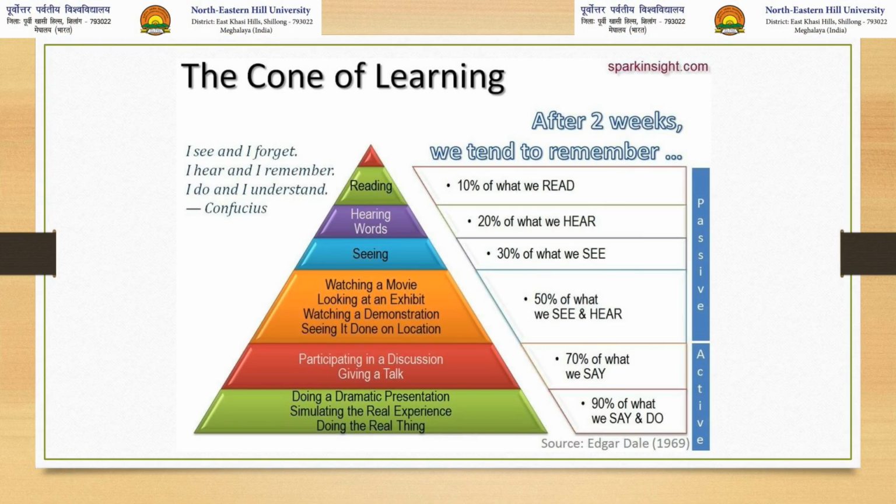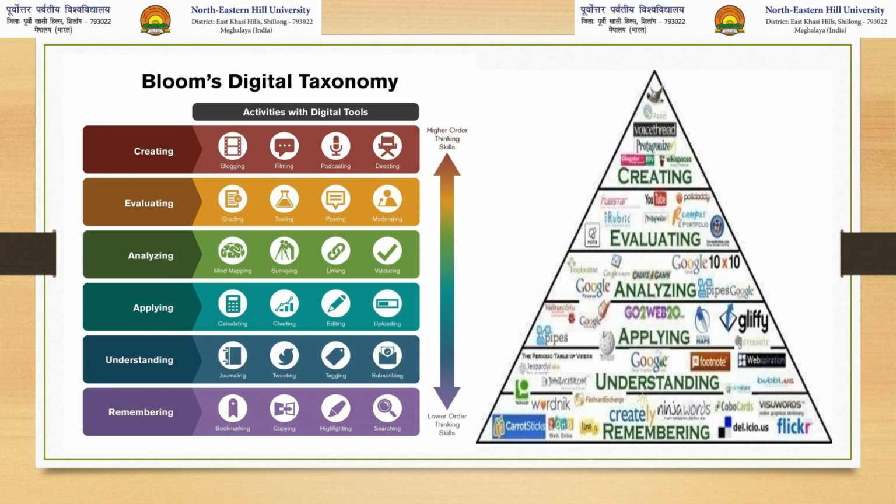The cone of learning illustrates how retention improves with active participation. We tend to remember 10% of what we read, but 90% of what we say and do, emphasizing the value of hands-on and interactive learning methods. Bloom's digital taxonomy applies digital tools to cognitive skills, moving from lower-order skills like remembering to higher-order skills like creating. This integration enhances engagement and critical thinking in education.